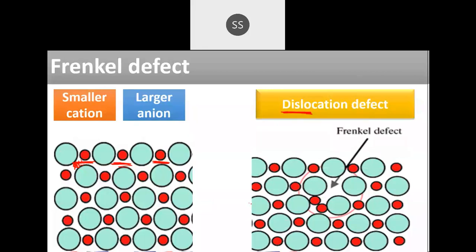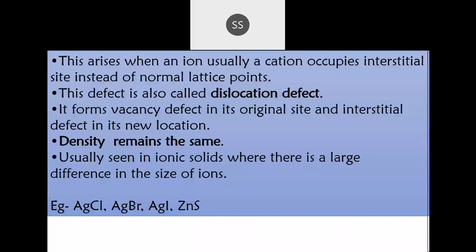I believe it was clear for everybody. An example you can take AgCl, AgBr, AgI and then zinc sulfide. Now here this AgBr, I told you, you can write down this as a note. This AgBr is one such compound which shows both the defects. This is an exceptional case. Correct. AgBr, that's because of their radius ratio. AgBr shows both the defects. This you can write down below.